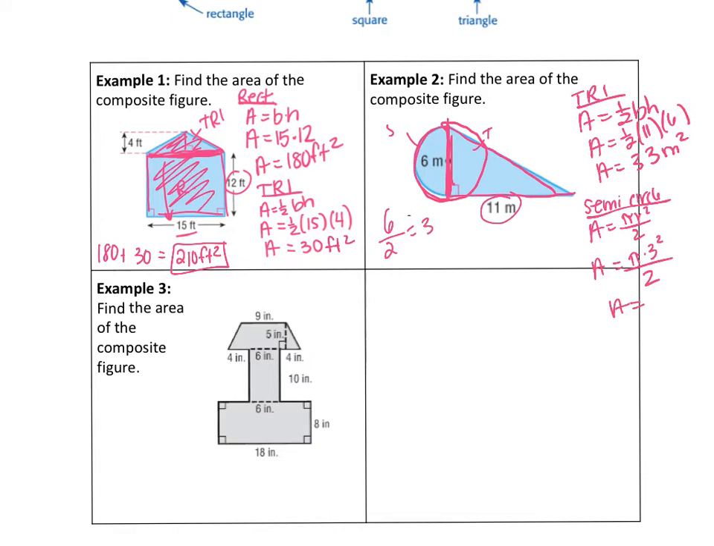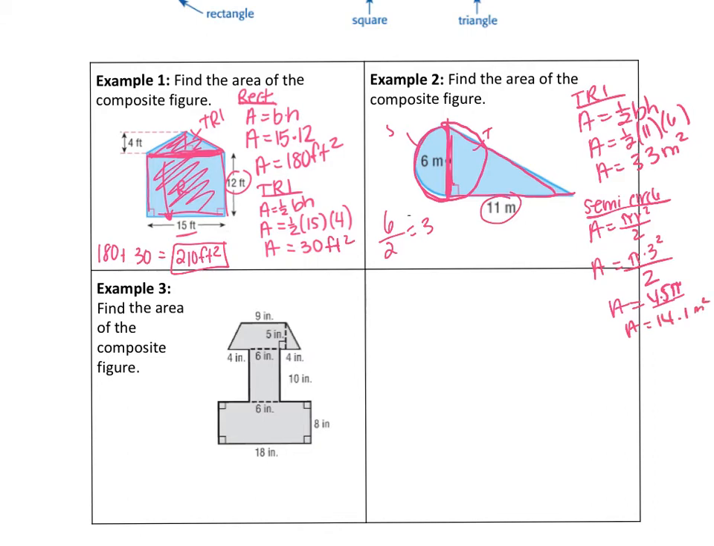So we get 3 squared is 9. And then 9 divided by 2 is 4.5. So we end up with 4.5 pi. But since we're talking about composite figures, let's multiply by pi. So 4.5 times pi, rounded to the nearest tenth is 14.1 meters squared.